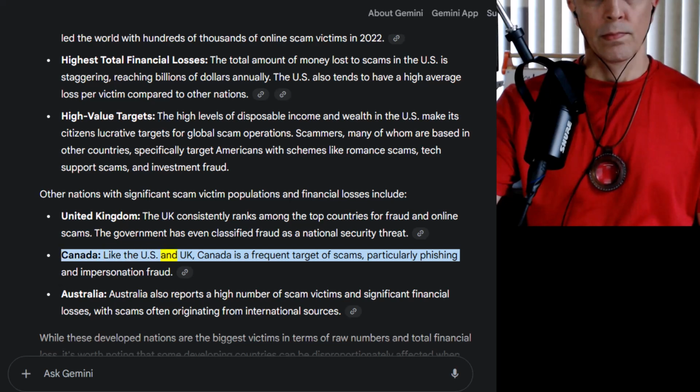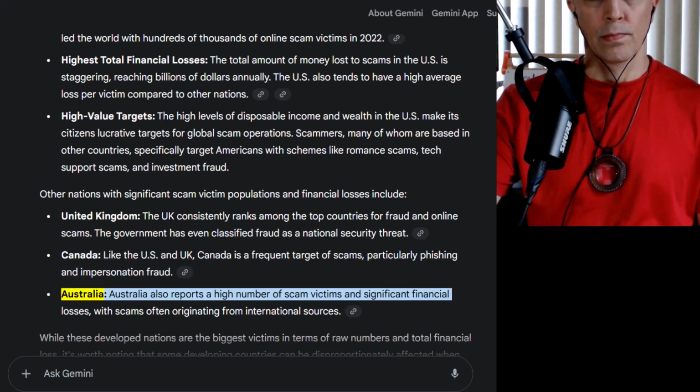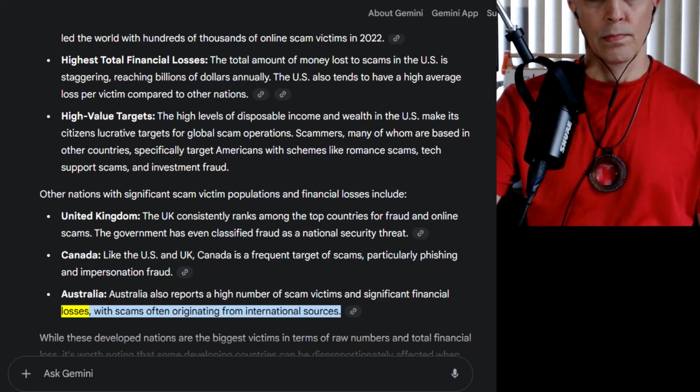Canada. Like the US and UK, Canada is a frequent target of scams, particularly phishing and impersonation fraud. Australia. Australia also reports a high number of scam victims and significant financial losses, with scams often originating from international sources.